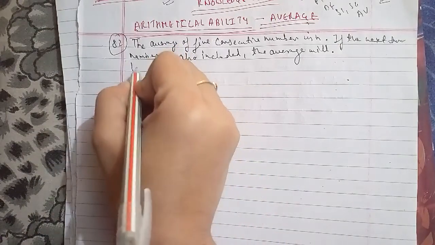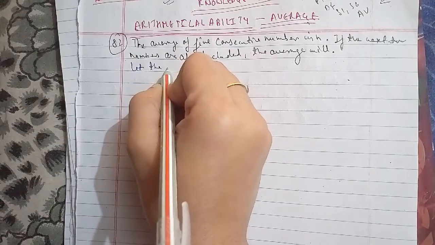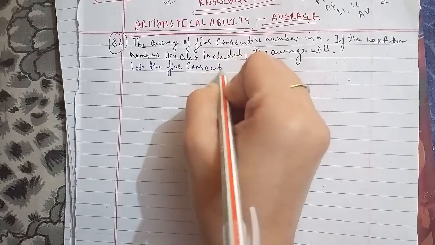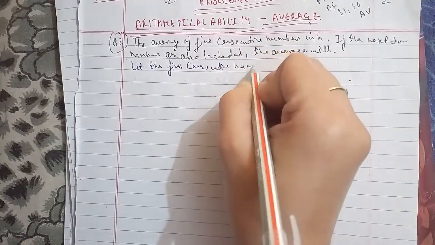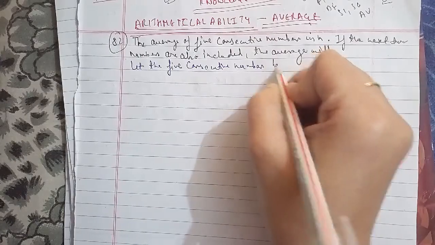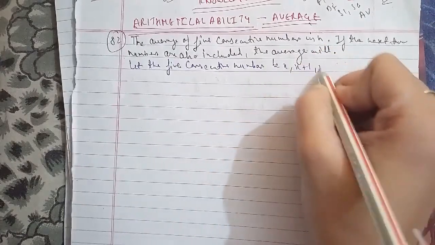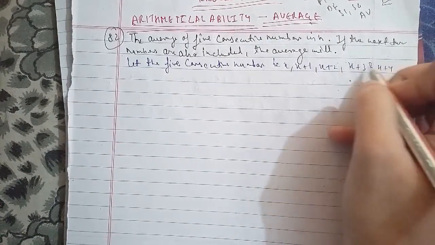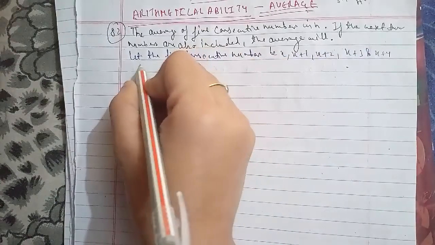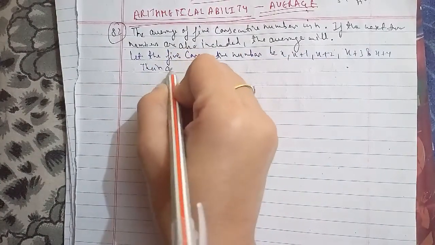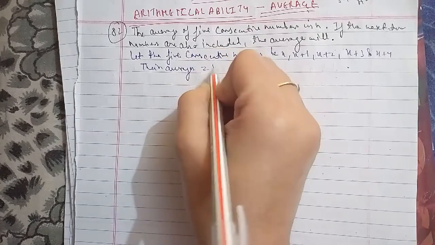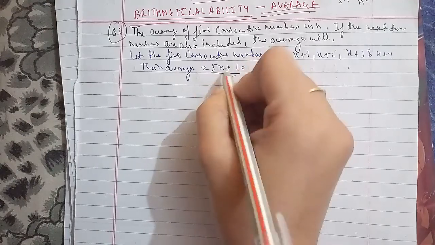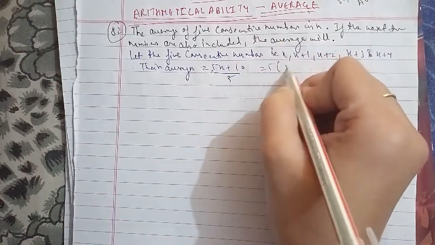Let the 5 consecutive numbers be x, x plus 1, x plus 2, x plus 3 and x plus 4. These were the consecutive numbers, so their average equals 5x plus 10 whole upon 5. We take 5 common here, so it will be 5 times x plus 2 upon 5. This 5 we can cancel out, we'll get x plus 2.